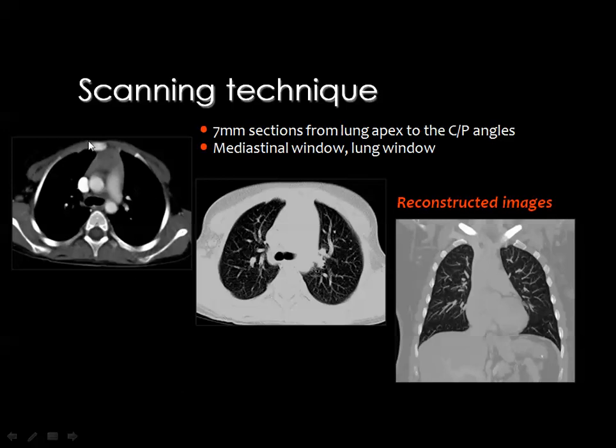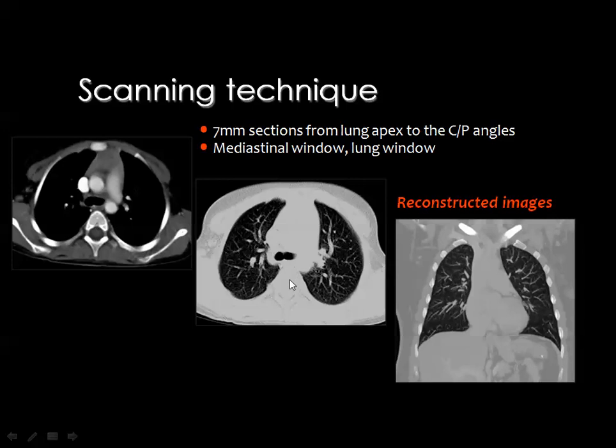The first one is known as the mediastinal window, where you can see the mediastinal structures, but you cannot see the details of the lung. And the second one is known as the lung window, where you can see the details of the lung, but you cannot see the mediastinal structures.